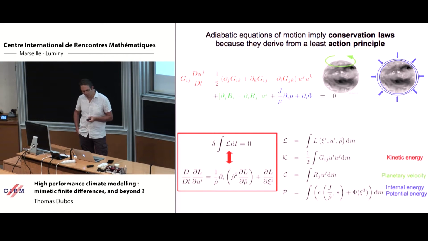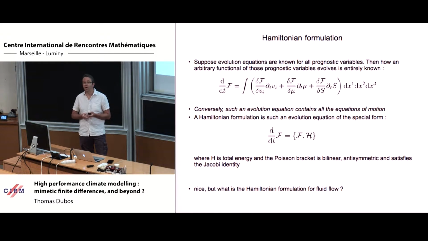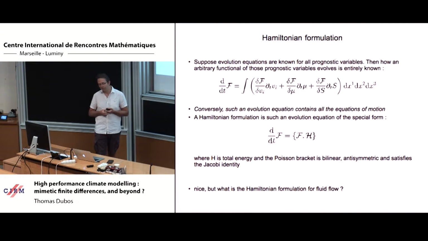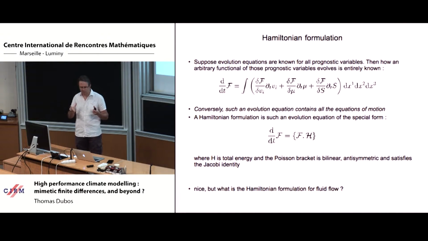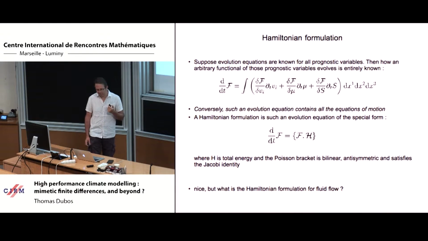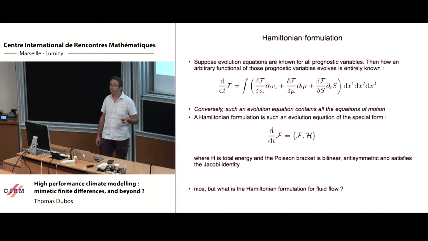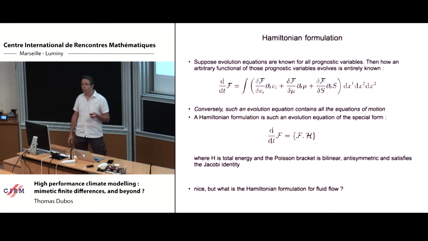Another approach is to use the Hamiltonian formulation. So in classical mechanics, if you have a system which derives from a least action principle, you can derive a Hamiltonian formulation for it. There is a very elegant, a very algebraic way to do it. I will use a much lower level presentation. So what does it mean that we have a Hamiltonian formulation? The Hamiltonian formulation says that instead of looking at individual evolution equations for each variable of the system, we will derive a single equation which is valid for any quantity depending on the current state of the system.